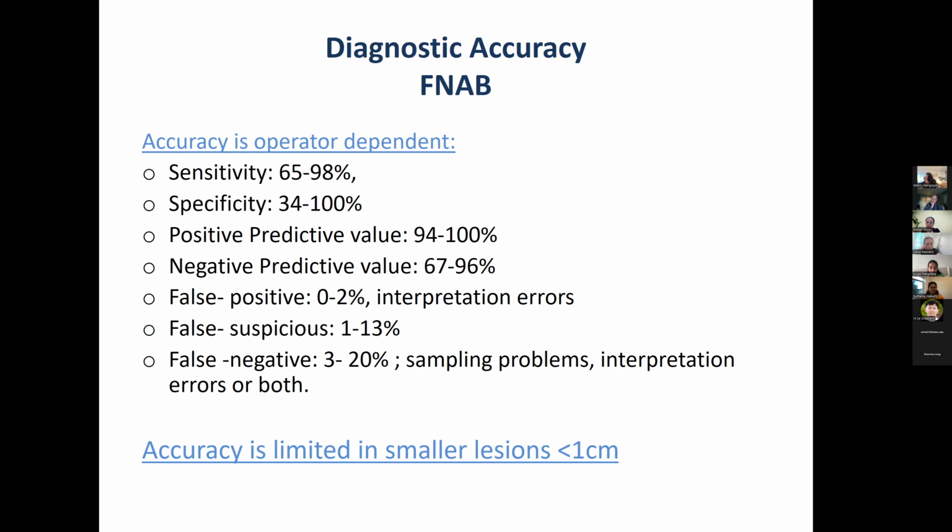So the false positive rate is mostly very low, and it tends to be due to an interpretation error more often. The false suspicious rate can be high because, again, it depends on the interpretation of the specimen, the type of specimen, and the type of malignancy. False negatives tend to be around 3 to 20%. Again, it depends on both the sampling and interpretation. So the accuracy, of course, would be limited based on the size of the tumor.